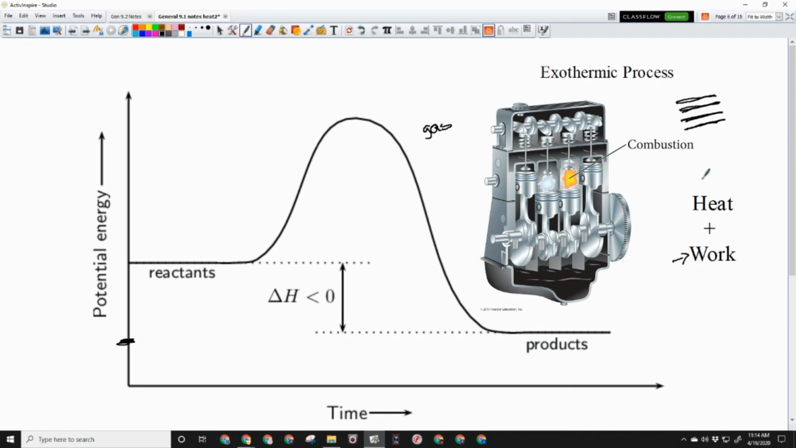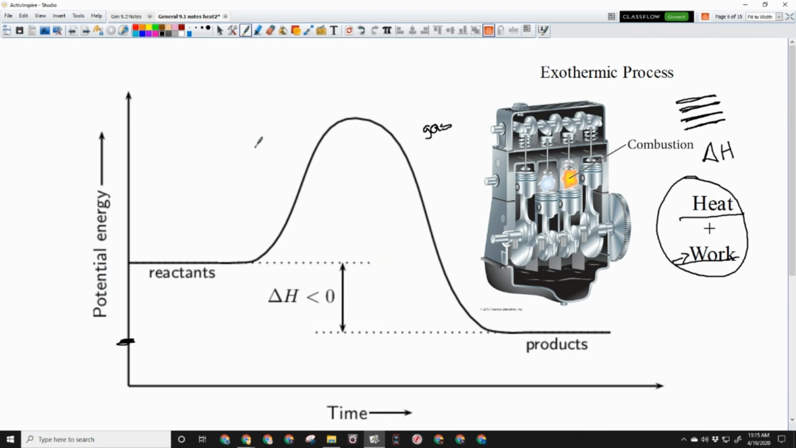All right, so heat plus work is delta H, the change in enthalpy. Some of this is heat and some of this is work. Added together, still the energy in the universe is the same. It's not created or destroyed. It's only being transferred. Some is work and some is heat.